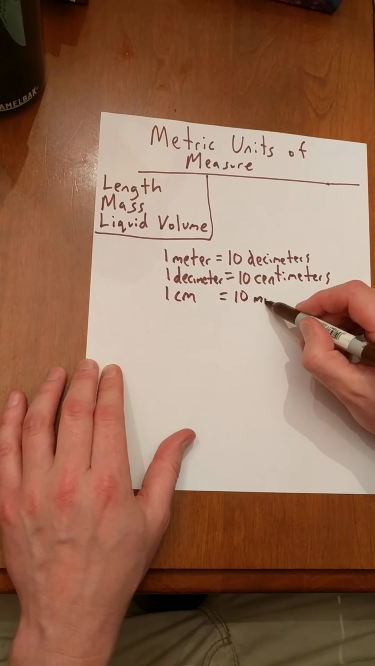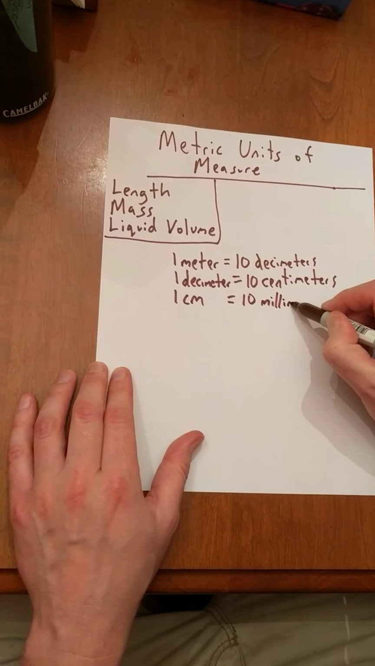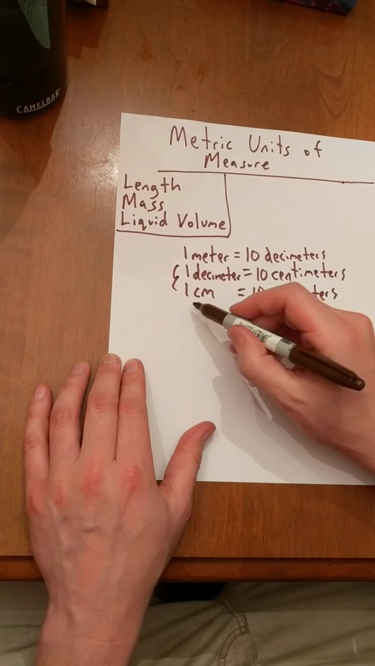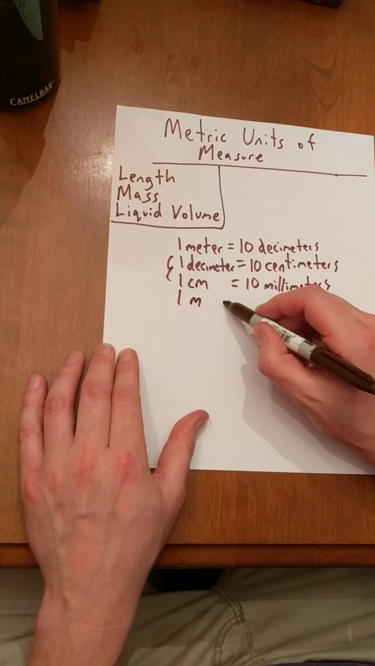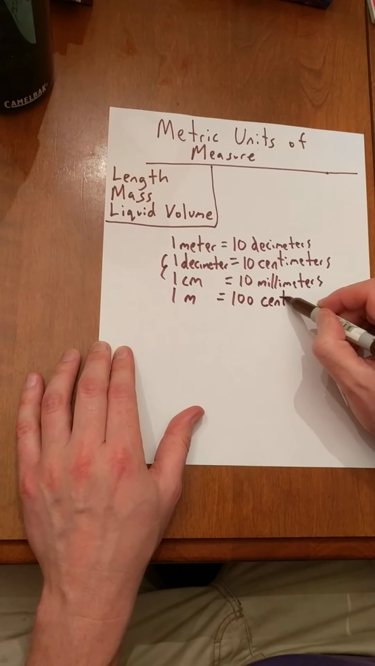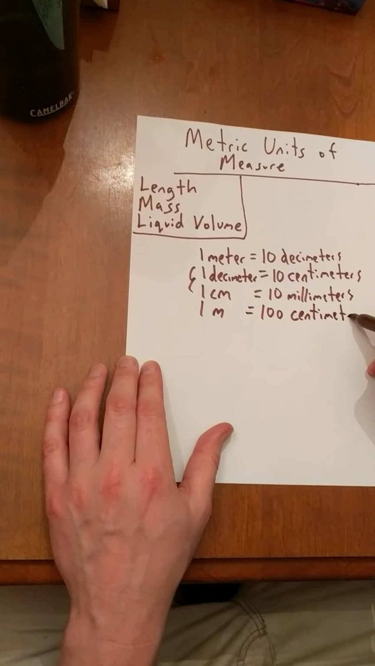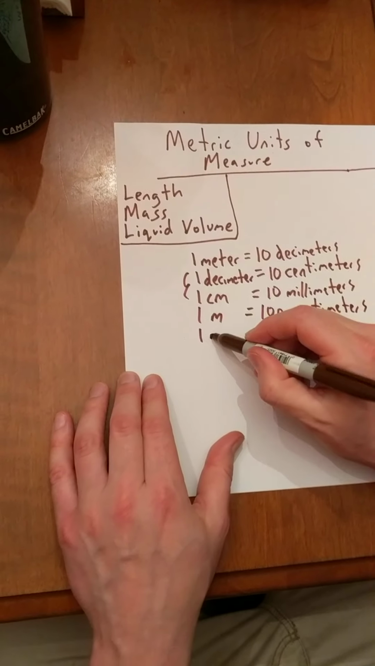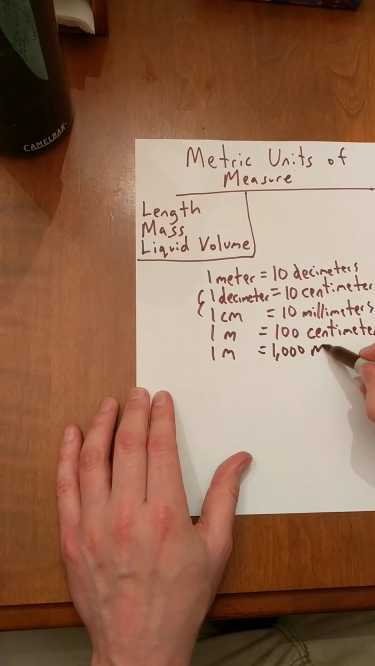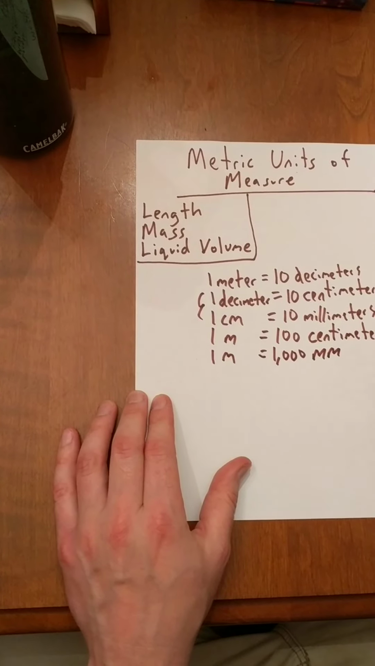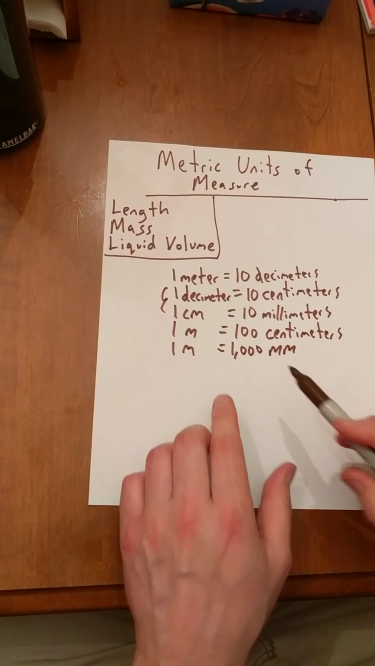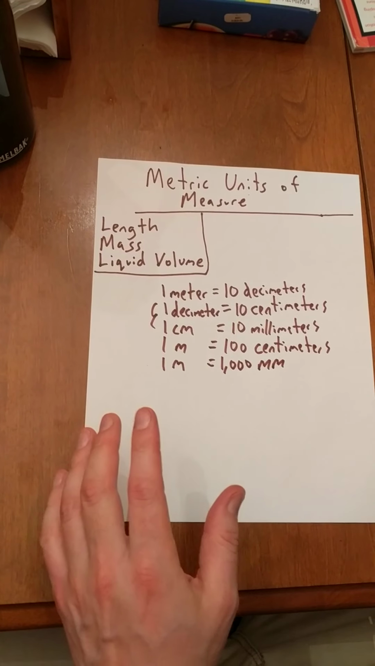and 1 centimeter is equal to 10 millimeters. And if you know these two things, then you will know that 1 meter is equal to 100 centimeters. And 1 meter is equal to 1,000 millimeters. I'm just going to say mm. Again, like millennium. Millennium would be 1,000 years. It's 1 meter is 1,000 millimeters.